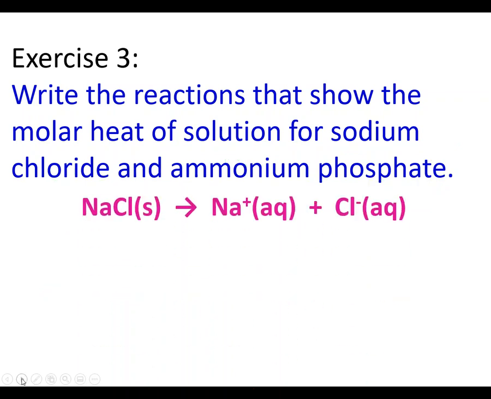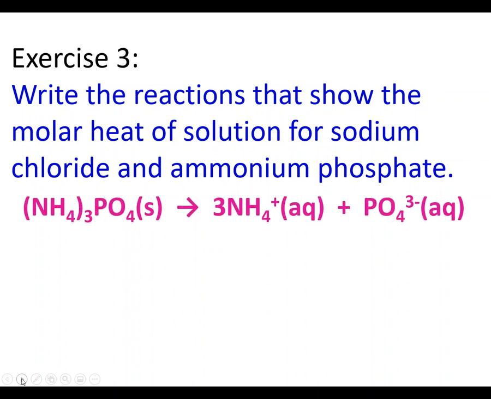So there's the sodium chloride. Here's the ammonium chloride.